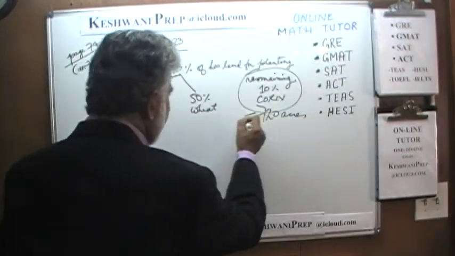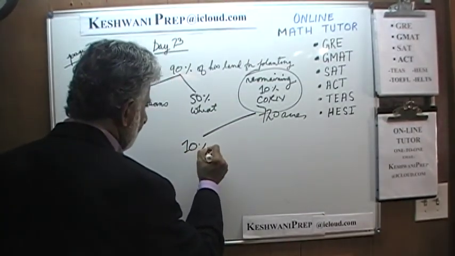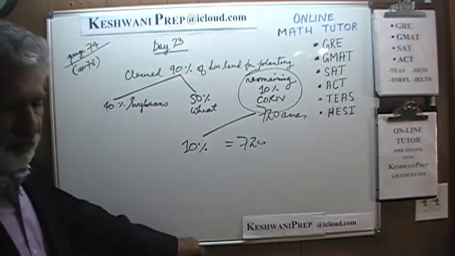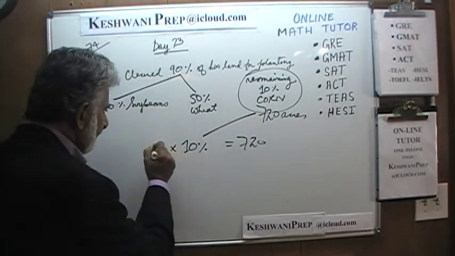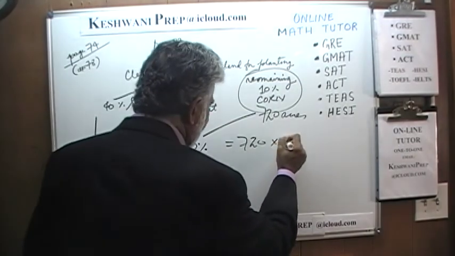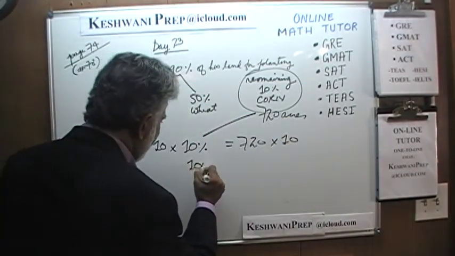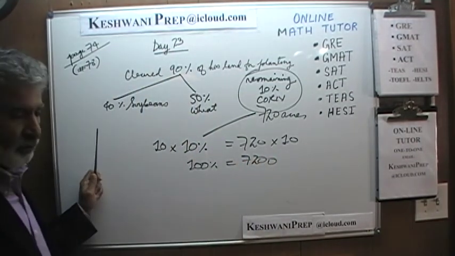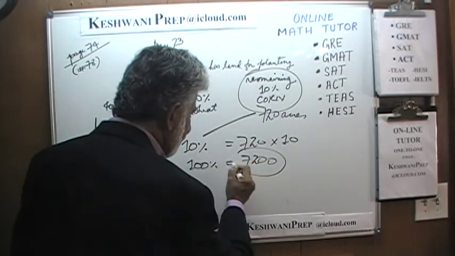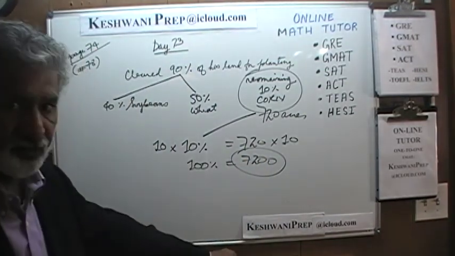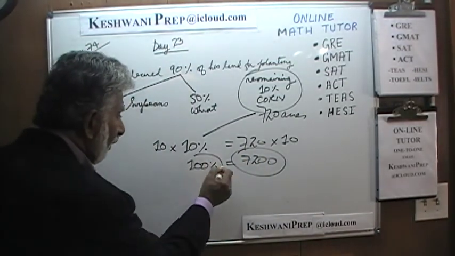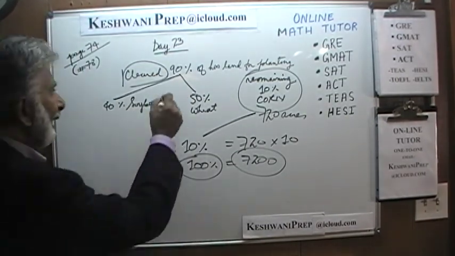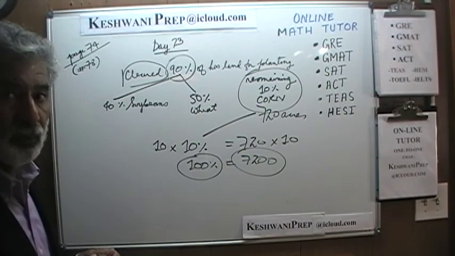Well, let's start from here. 10% we are told is 720. If 10% is 720, 100% would be, multiply both sides by 10, 7,200. But do not be hasty. This is one of the answer choices, but this is not the right answer. This is 100% of his cleared land, which is only 90% of the amount of the total land that he has.